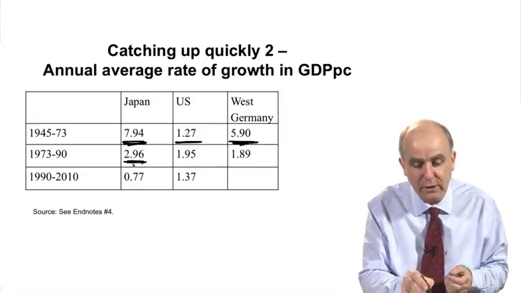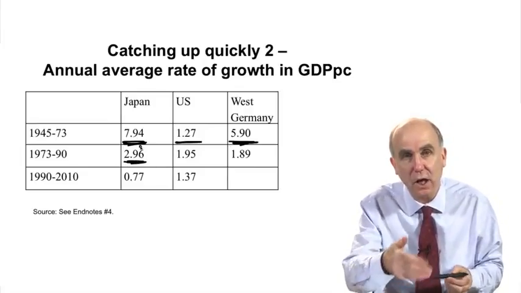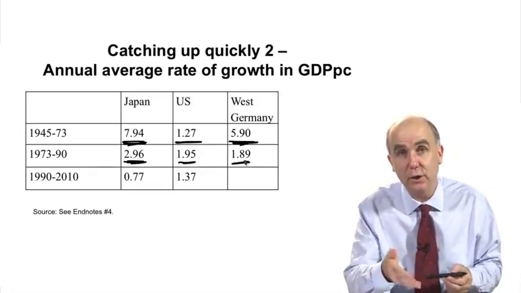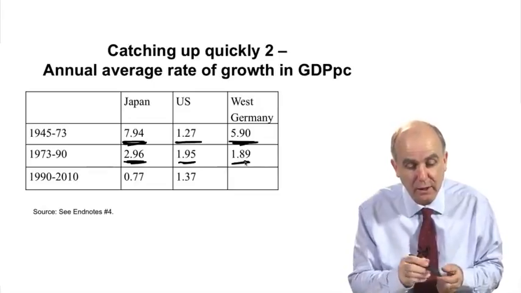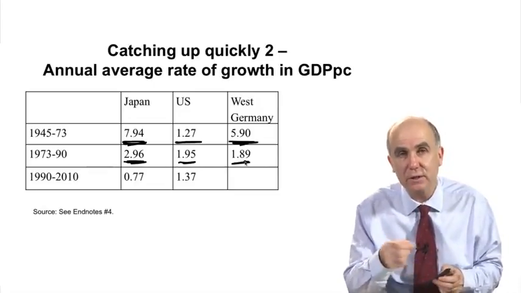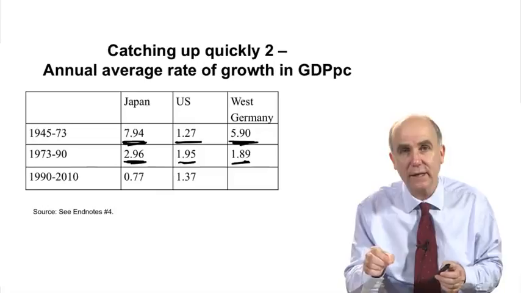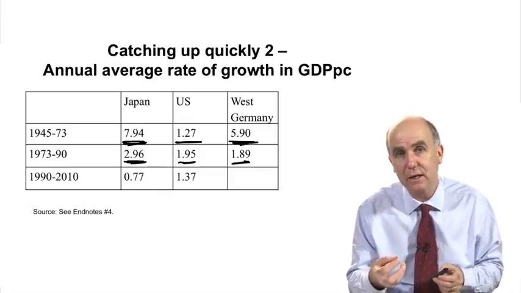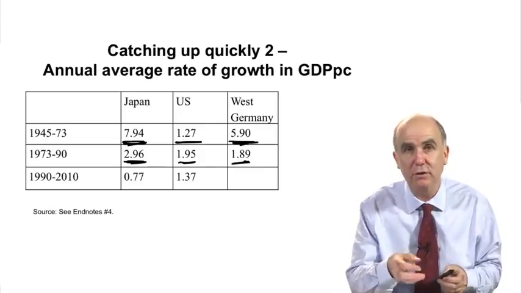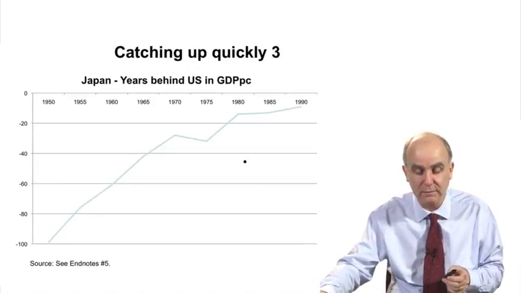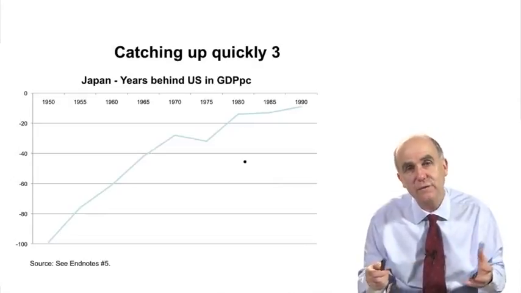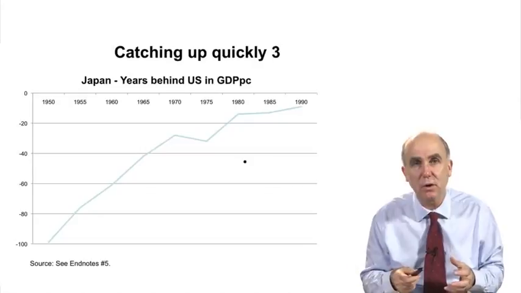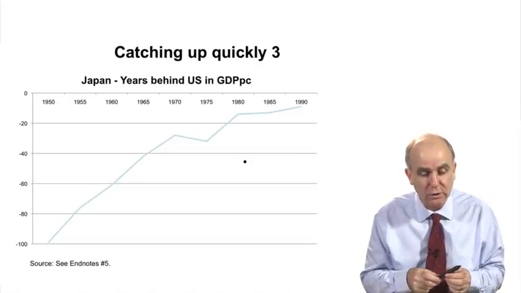From 1973 to 1990, you can see the growth rate is lower in Japan, but it still remains above that in the US and West Germany. From 1990 to 2010, which is a period we'll take up in a later section of this lecture, you can see Japanese growth in GDP per capita has been much slower, and in fact in that period has fallen behind the US. This is a different way of showing how rapid and remarkable the Japanese growth experience was in the period after World War II.